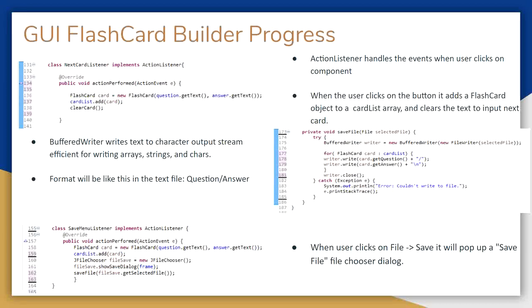And finally, we have the save menu listener. This is for the menu bar up top. So when the user presses file, they'll get a little drop down menu. They'll be able to press save, and then that'll pop open a window for the user to save the file onto their computer.